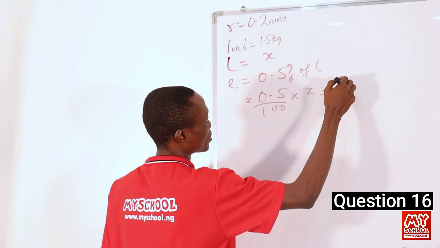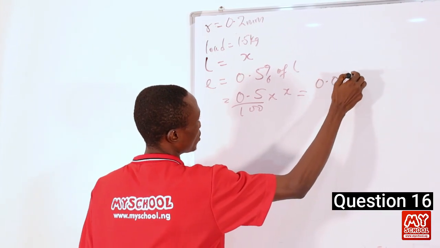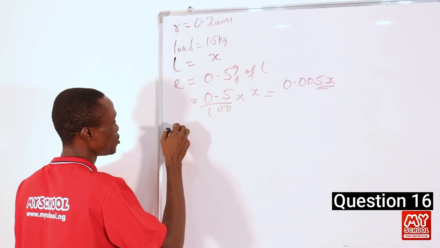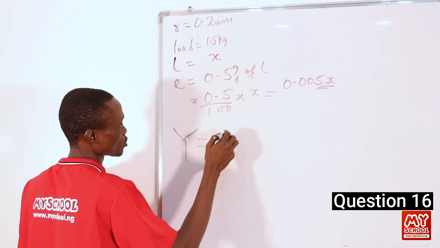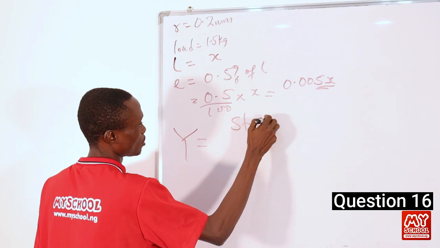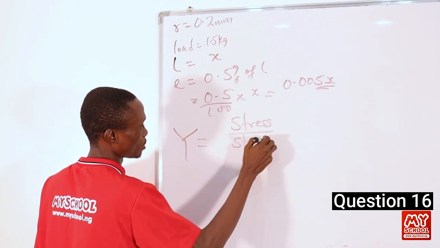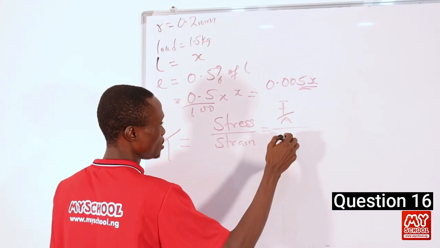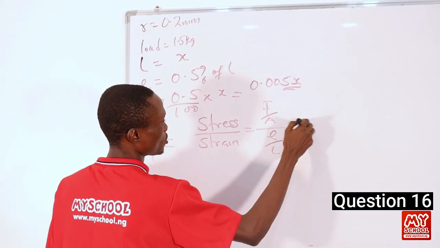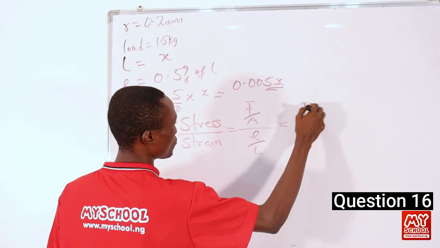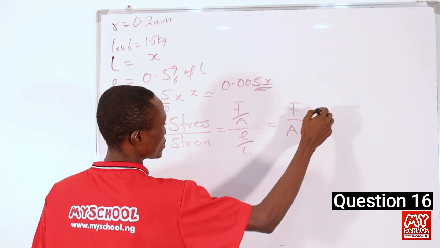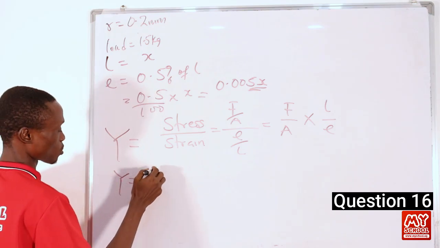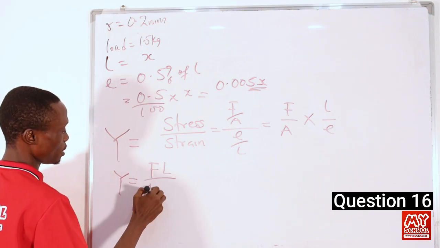So this will give us 0.005x. We know that Young's modulus Y is equal to stress over strain. The stress is force over area, and strain is extension over length. So let's tie this up. We'll have F over A times L over e, so that Young's modulus is equal to FL all over Ae.